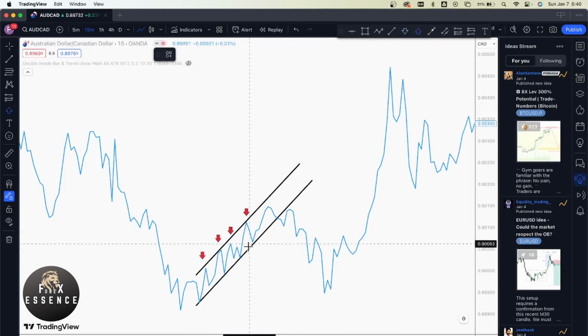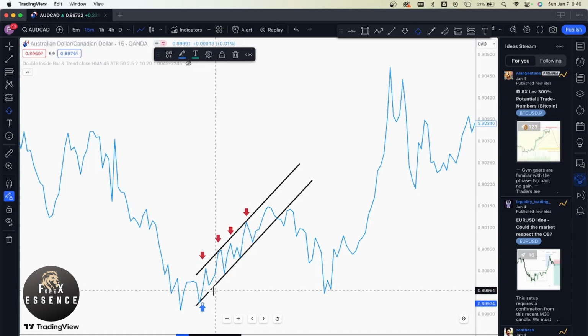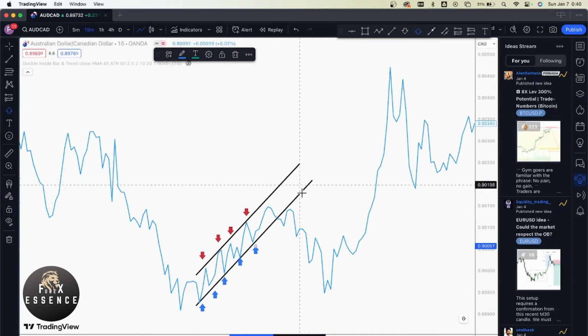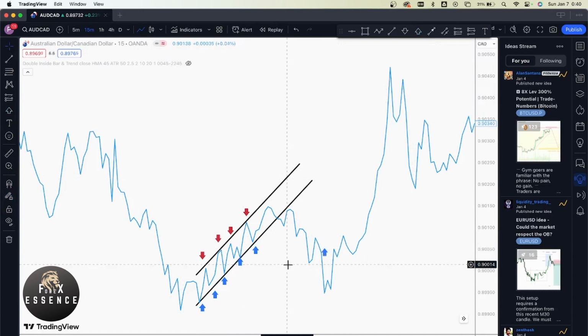Then support. This is a support push. This is also a support push. This is a support push. This is a support, and this is also a support push, right? Now, I'm sure by now you already see how easy this is.